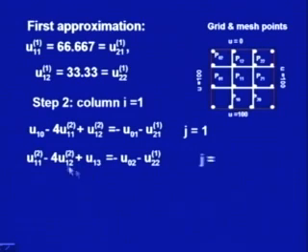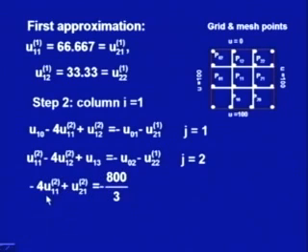Now come to our first equation. u10 and u01 both are 100. So we would get on this side minus 200 minus u21 at first approximation, that is minus 200 by 3. So, what we would get is minus 4 u11 plus u21 is equal to minus 800 by 3.